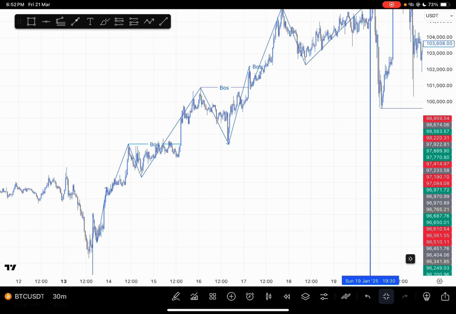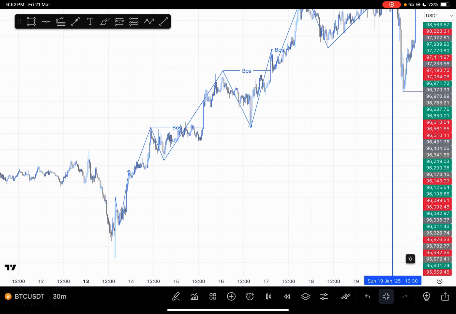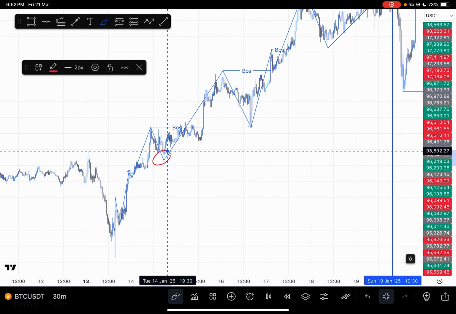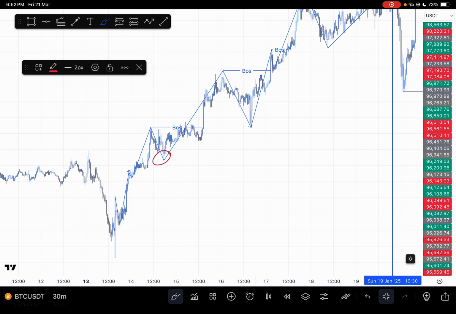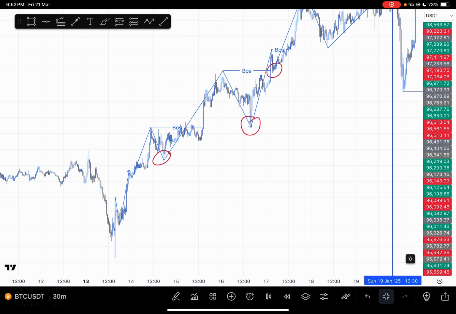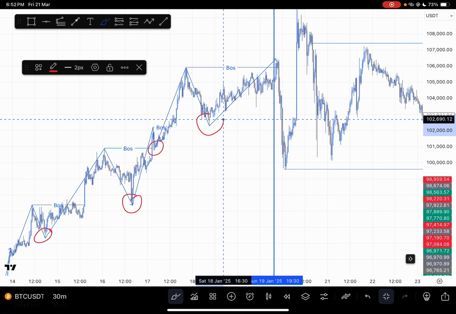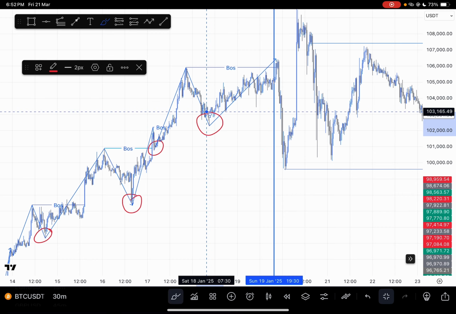So now, for each retest, once price pushes to the upside and retests here, this retest must always be either on a breaker block or on top of an order block. Then price will push to the upside again, then retest. This retest also must be on a breaker block or an order block. Then price will push to the upside again. This retest now must be on a breaker block or an order block. Then price pushes to the upside again, and this retest must also be on a breaker block or an order block.